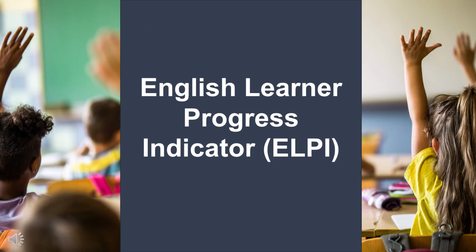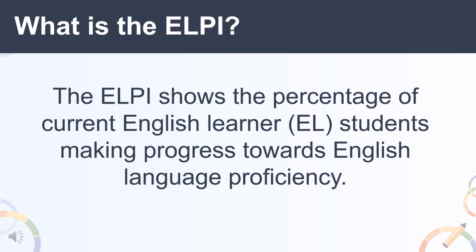Now we will go through the details of the English Learner Progress Indicator. What is the English Learner Progress Indicator? The English Learner Progress Indicator, or ELPI, shows the percentage of current English learner, or EL, students making progress at the state, district, and school level towards English language proficiency or maintaining the highest performance level on the Summative English Language Proficiency Assessments for California, or ELPAC, and the Summative Alternate ELPAC.